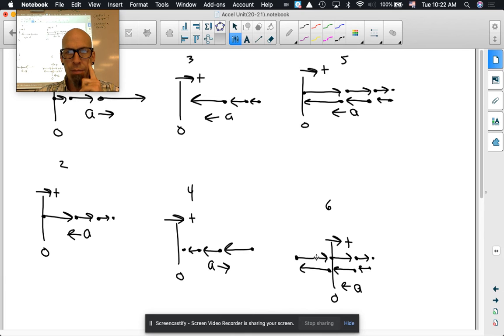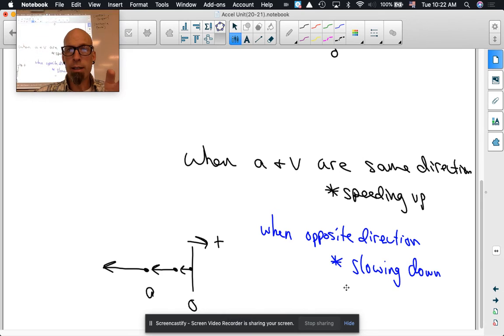Again, up top here, moving in the positive direction, but slowing down. A is in the opposite direction. So that's the pattern: when A and V, your acceleration and velocity arrows, are in the same direction, you're speeding up. When the A and V are in the opposite direction, you're slowing down. You might want to jot that down.